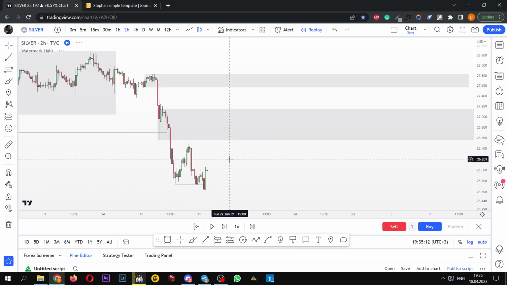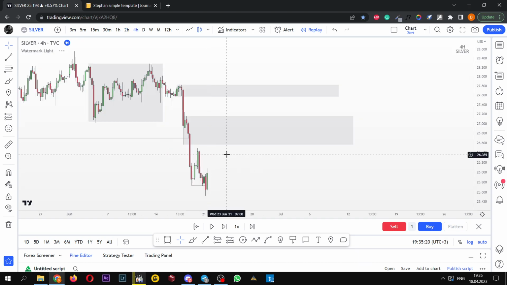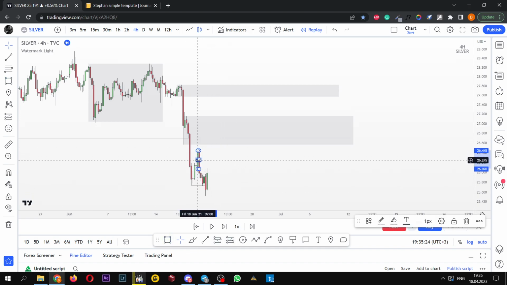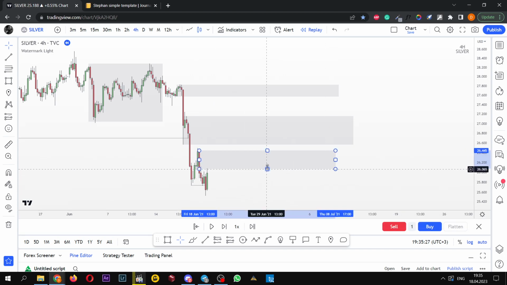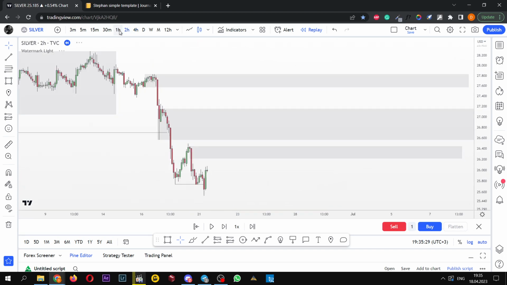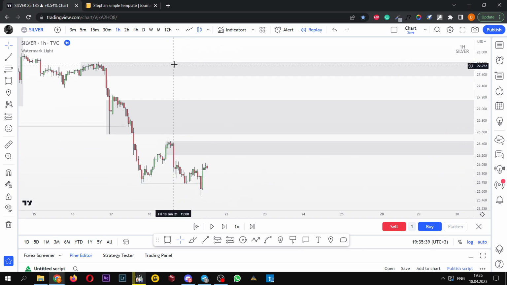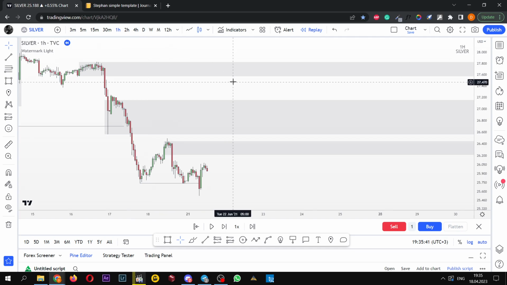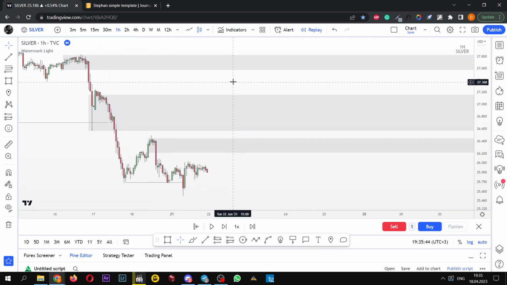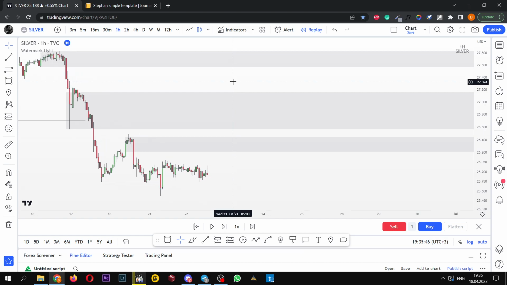Let me check 2 hours. Okay, and the break on 4 hours with this zone, which was mitigated, and we can refine it to the unmitigated part, or just look on 1 hour that this is the unmitigated part. So basically I'm happy to take this zone as a part of a 4 hours impulse, if we have a tap.